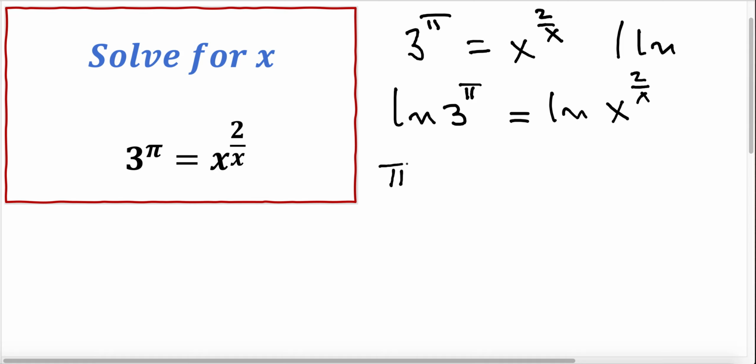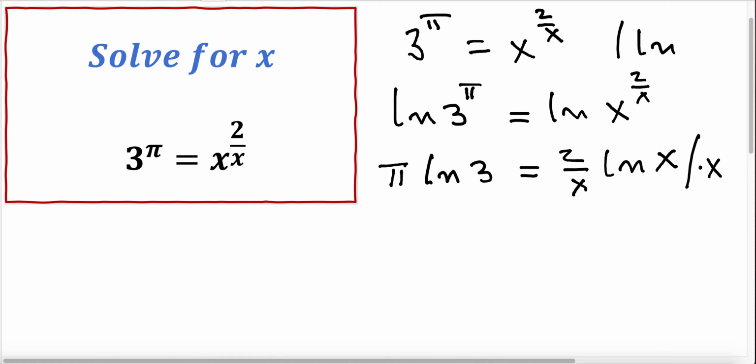We have pi ln 3 is equal to 2 divided by x times ln x. And let's multiply everything by x. And now we have x times pi ln 3 is equal to 2 ln x.